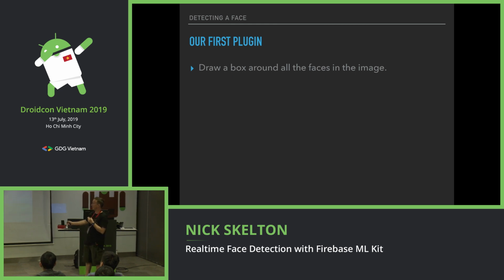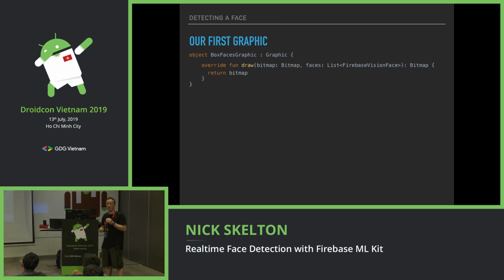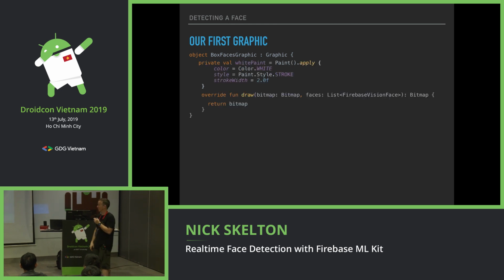So we implement the graphic interface. We're taking a bitmap. We've got a bunch of faces, and we've got a bitmap back. Right now, we're just returning the exact same bitmap. We're not doing anything. So let's start doing something. First thing we need to do is create some paint. Has anyone done any custom views? Have you guys used paint before? Yeah, doing custom graphs and stuff like that, for sure. So this might be a little bit more familiar to you. Actually, what we're doing here is almost like a custom view.